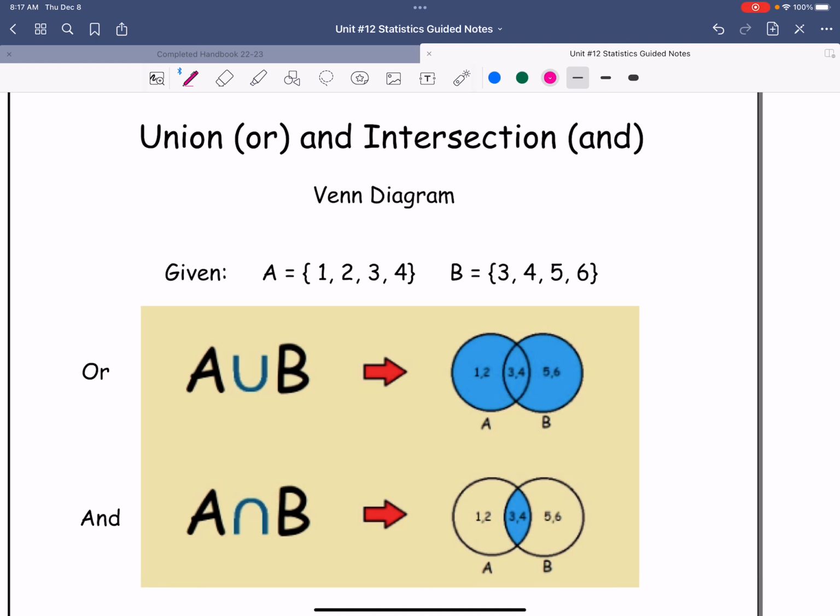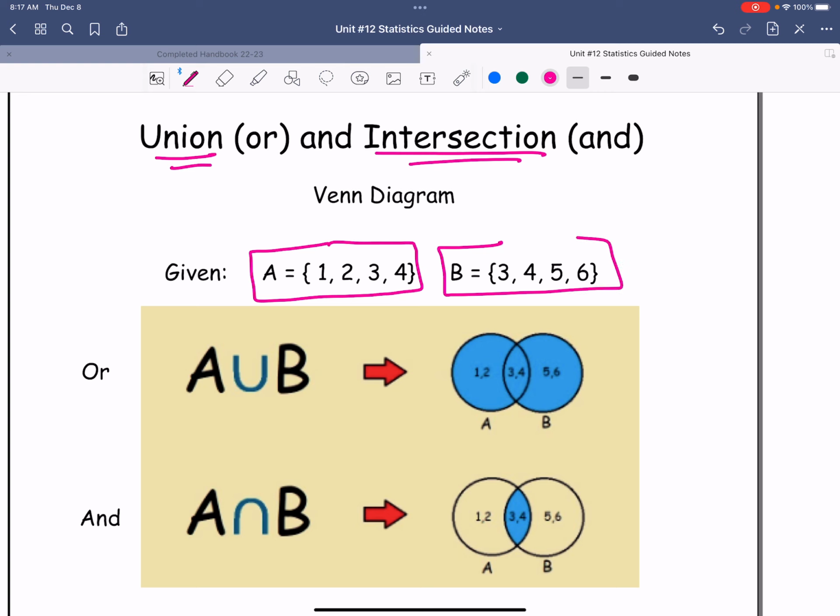So to summarize, union, I've been saying this term, and intersection, which happens in geometry, in algebra, as well as in stats. Union means or, intersection means and. So looking at it visually, if the set of numbers for A is 1, 2, 3, 4, and the set of numbers for B are 3, 4, 5, 6, or is going to be A union B, and it would be anything that's in event A or in B. So you can see both are colored, including the intersection of the two.